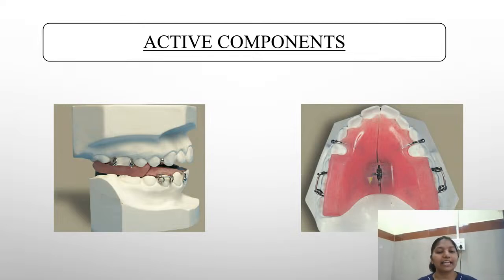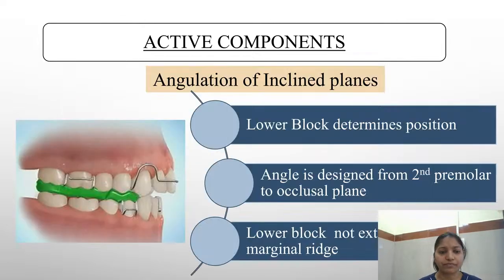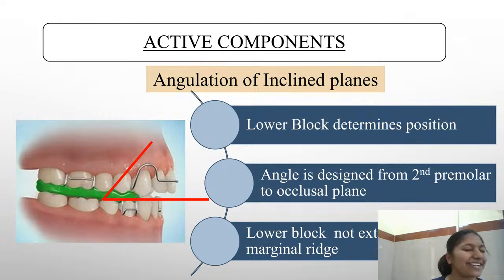Active component involves inclined plane and the expansion screws. If you consider the angulation of the inclined plane, to measure the angulation, the lower block mostly determines the angulation. The angle is designed from the second molar to the occlusal plane. This is the occlusal plane, and the inclined plane comes from the distal surface of the upper first molar to the mesial surface of the lower molar. It acts as the inclined plane drawn. This angle should be 70 degrees, and the lower block should not extend distally to the marginal ridge.